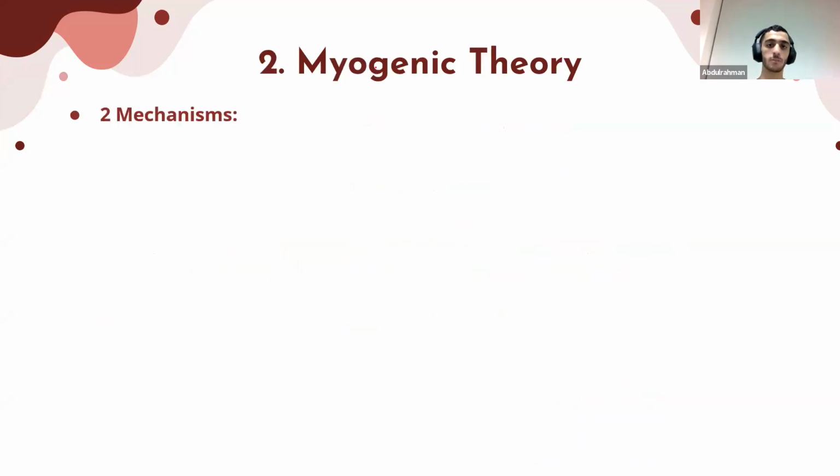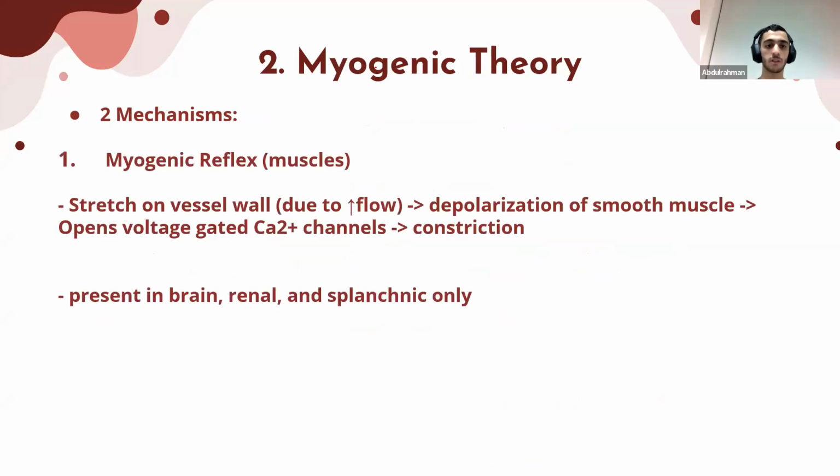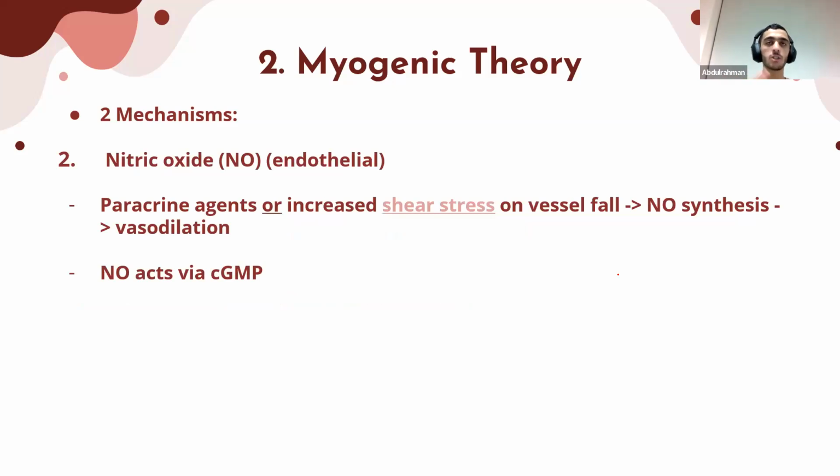Now, the other one is the myogenic theory. Now, myogenic theory is not the same as the metabolic theory. There's two myogenic theories that I'm going to explain to you. The first one is going to be associated with the muscles, and then the other one is going to be nitric oxide. I'm going to go with the nitric oxide one first because it's easier. All I need you guys to know, whenever you hear the word nitric oxide, it's vasodilation. Is it clear? Nitric oxide is vasodilation.